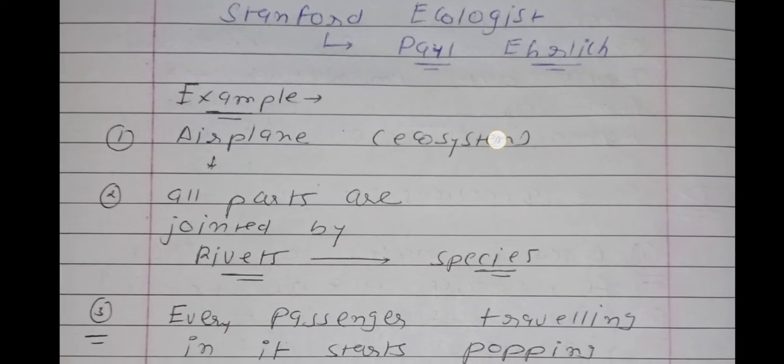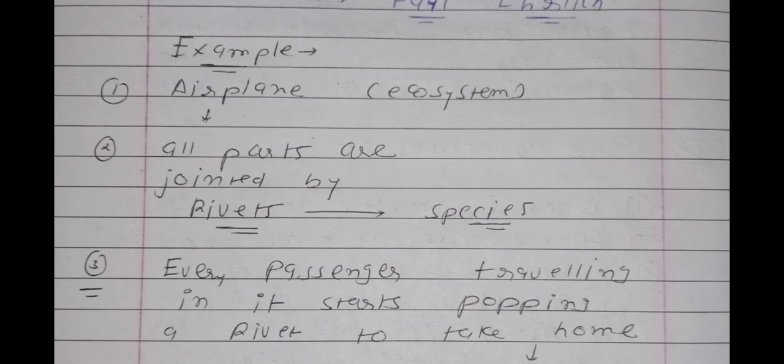So if we talk about this hypothesis with an example, see, in the first point the one word is aeroplane. If we compare an aeroplane with an ecosystem, if the aeroplane is one ecosystem, then you know that all the parts of the aeroplane are joined by rivets, okay. All different parts of the aeroplane like seats, chambers, all parts are joined by rivets. So these small rivets will be compared with the species. Again, the aeroplane is compared with the ecosystem, and all parts of the aeroplane are joined by rivets, and these rivets will be compared with the species.